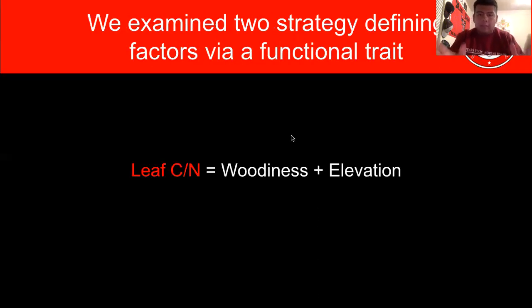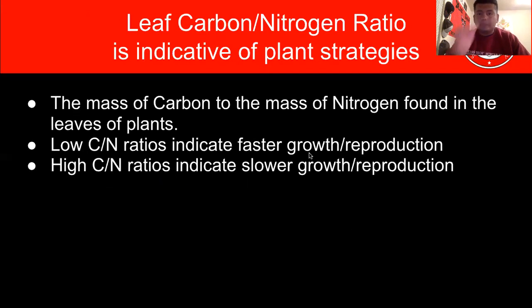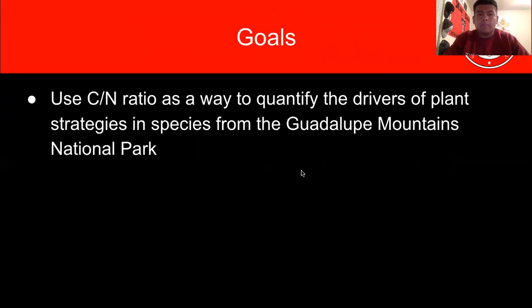And lastly, the functional trait that we used was leaf carbon nitrogen ratio. That is the mass of carbon to the mass of nitrogen found in the leaf of plants. For example, a low carbon nitrogen ratio would indicate faster growth and reproduction, and this would be the opposite in high carbon nitrogen ratios.